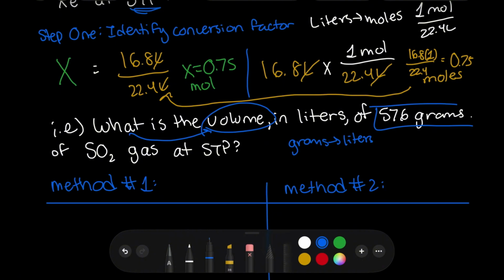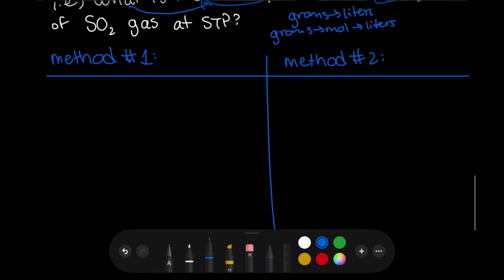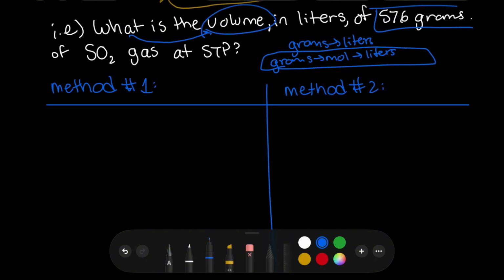So this is our actual process. We need to go from grams to moles to liters. So we need to convert 2 times. So this is what we're going for. Our first step is to convert from the grams to the moles. First, we need to figure out what the GFM of sulfur dioxide is. So we have 1 sulfur atom and 2 oxygen atoms. 1 and 2.